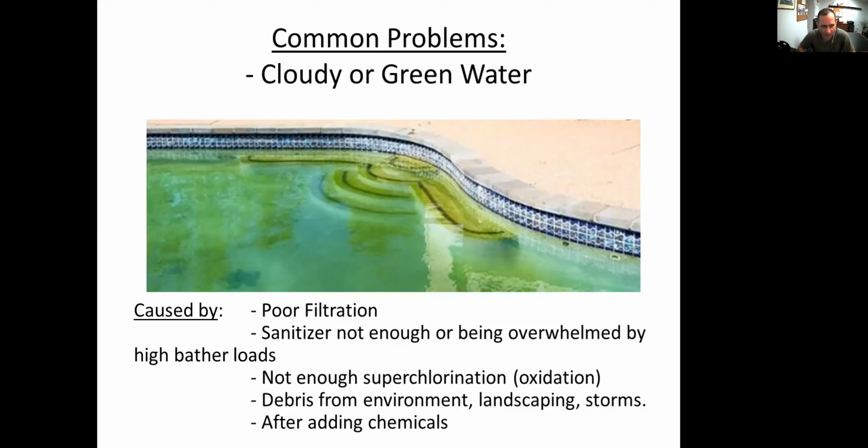So after adding chemicals, the water could also turn cloudy or possibly green. That does happen sometimes, depending on what it is. pH Up has a high pH, so it can cause a cloud to form, or a Cal Hypo shock can cause a cloud to form. Those will just go away on their own with circulation. They'll eventually dissolve back into the water.